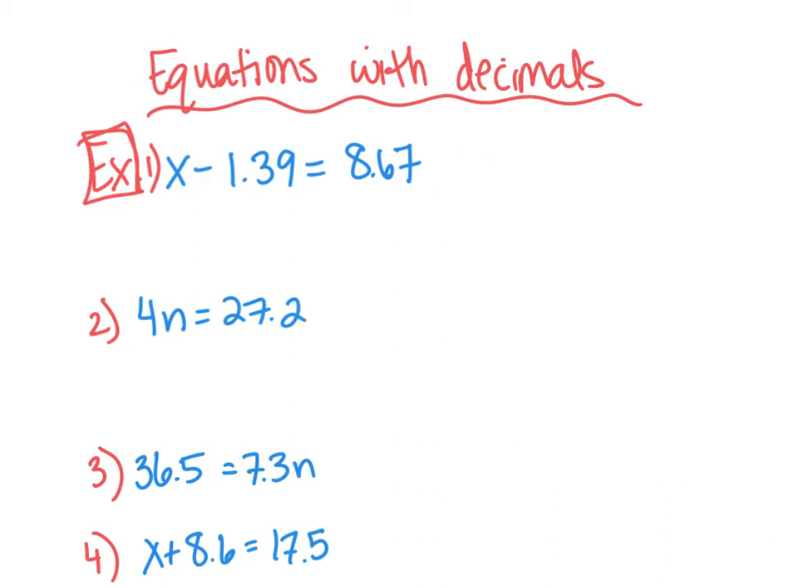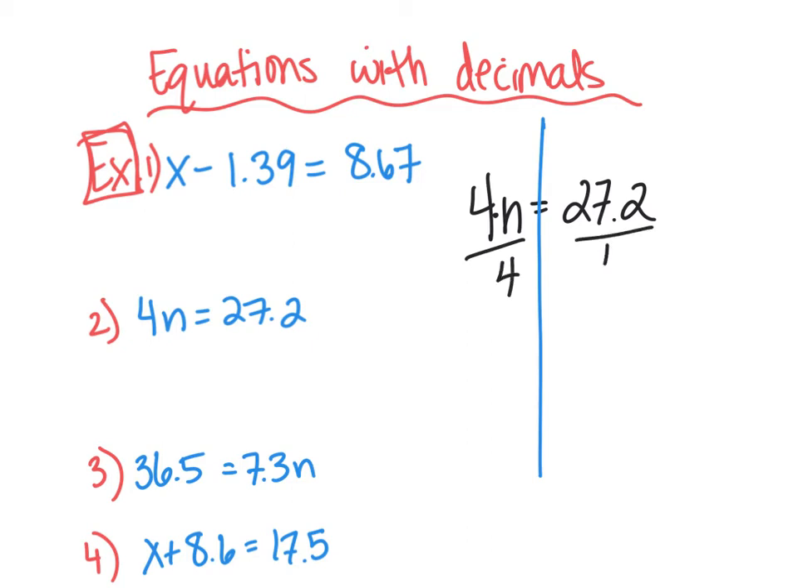Okay, let's look at number 2. So 4n is equal to 27.2. Again, I have 4 times n. There's a multiplication there that obviously we can't see. So I need to do the inverse or opposite, which is dividing. So if I divide both sides by 4, 4 divided by 4 is 1, and 1 times n is just n. So we've isolated n, which is our variable in this case. So we're on our way.